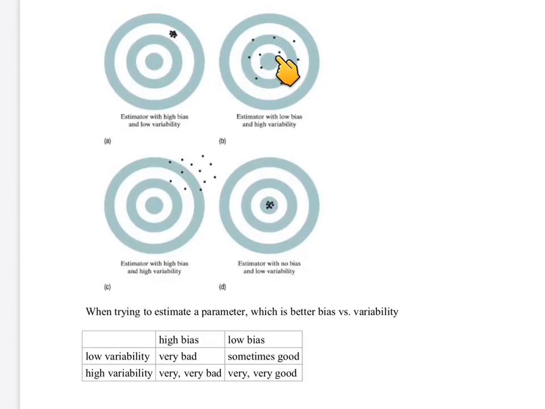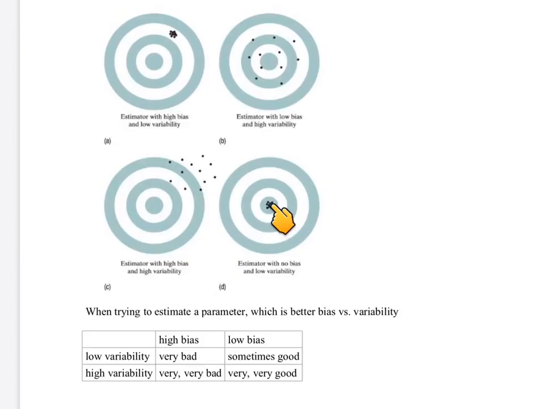Here, is there a lot of bias? Well, no, not really. They're all around the center, but there's a lot of variability compared to the one down here. This is the one you want, of course, right? This is very low bias and low variability. And then this one is where we would have high bias and high variability. So just a comparison of these things. Which one do we want? Well, clearly you want this guy.